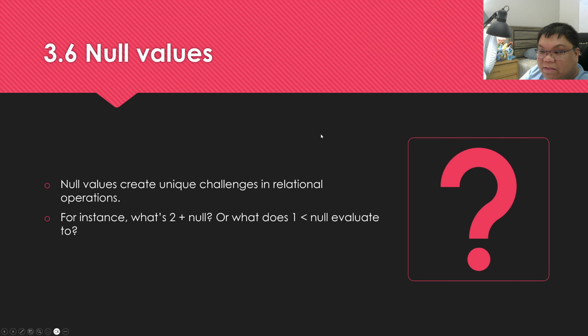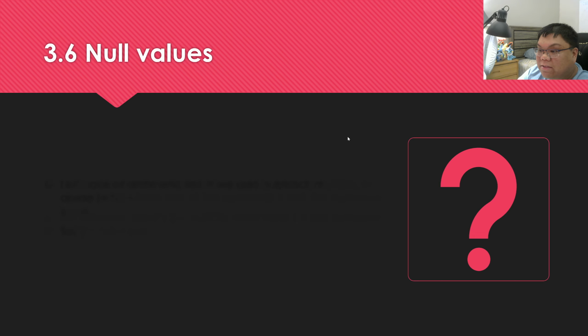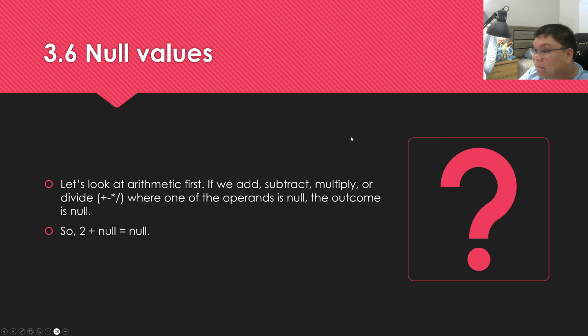Let's talk about null values. They bring up challenges when it comes to relational operations. For example, what's 2 plus null? Or what does 1 is less than null evaluate to? Let's look at arithmetic first. That's a little bit easier to do.